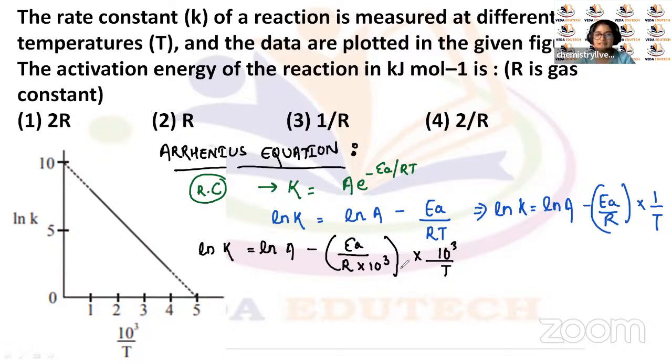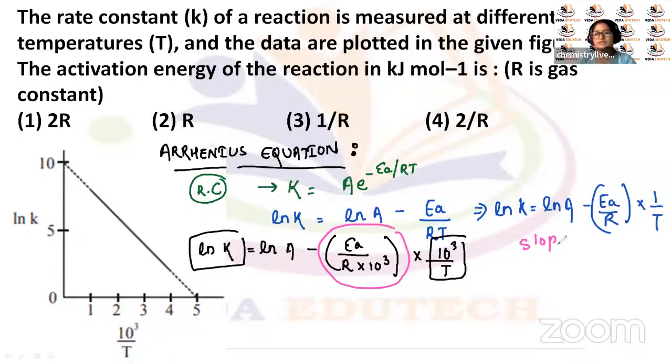So I have multiplied and divided the equation by 10 to the power 3. This equation basically remains the same, but our purpose is fulfilled, that is ln k, and the remaining thing is your slope. Yes or no, children? Why slope? Because this equation is in the form of y is equal to mx plus c. So this is your y, this is your c, this is your m, this is your x, right?